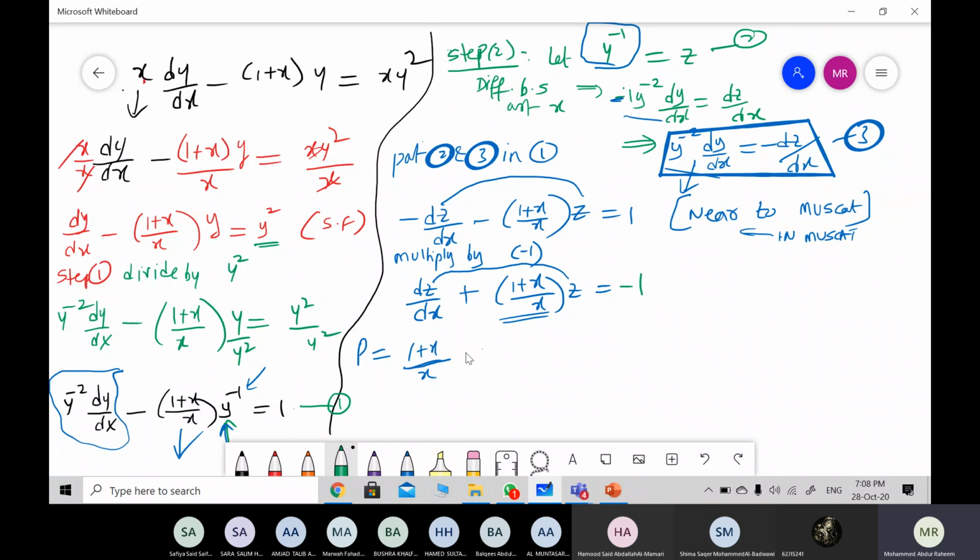Now B, how much is Q? Q is right side, minus 1. Q is minus 1. And how much is B? What is B? 1 plus x over x.